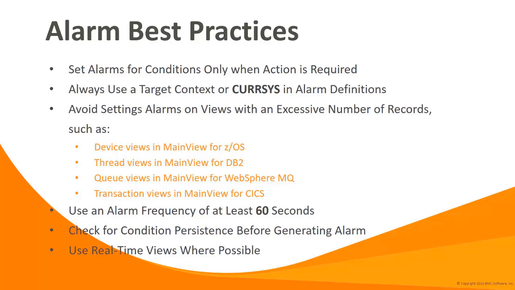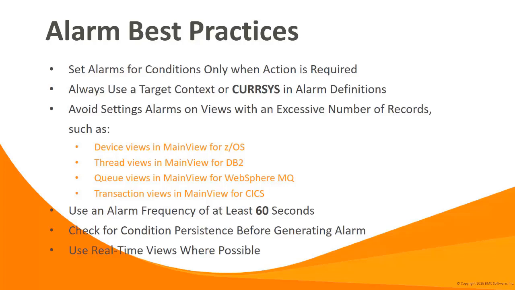Also, try to avoid setting alarms on views that have a lot of data records. Examples of this would be device views in MainView for z/OS, or say thread views in DB2, queue views in MainView for WebSphere MQ, or transaction views in CICS. These views can typically find other ways to produce data. We're not going to talk about it in much detail here, but there are background monitors provided with some of these solutions that can help provide exception reporting in a much more efficient way.